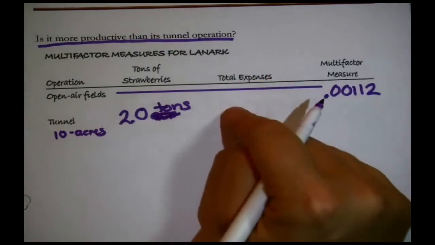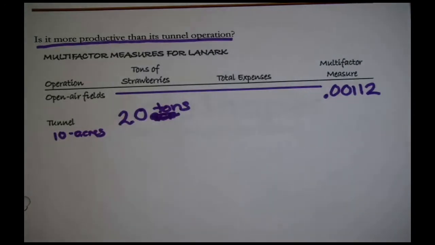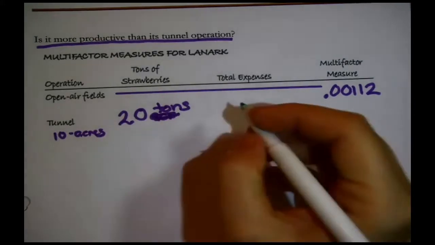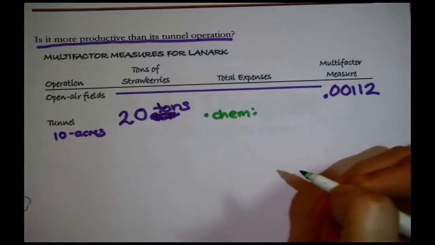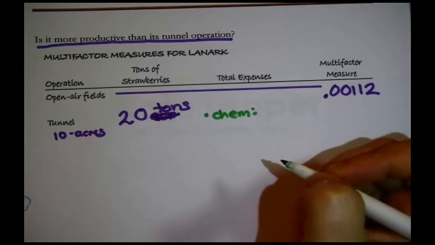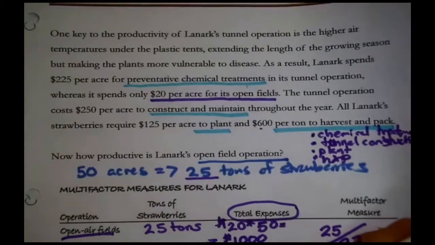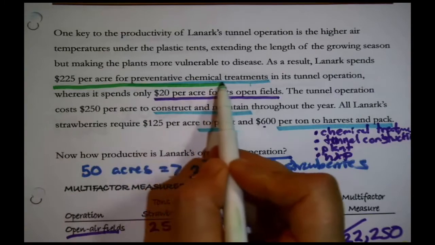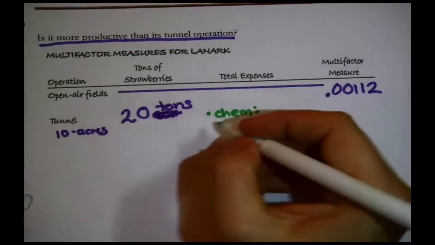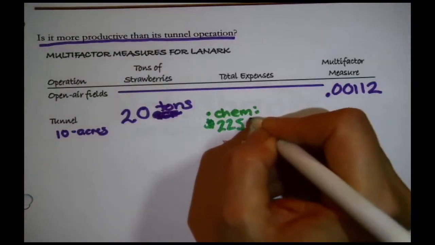Total expenses, though, in order to do our ratio, we'd have to fill out that same invoice again. Okay, let's see, it began with, I'm just going to write chemical here. Oh, wait a minute. Originally, it set a different price for chemical treatment under the high tunnels, right? $225 per acre for preventive chemical treatments for the tunnel operation. That is the correct charge. I pull in here $225 per acre.